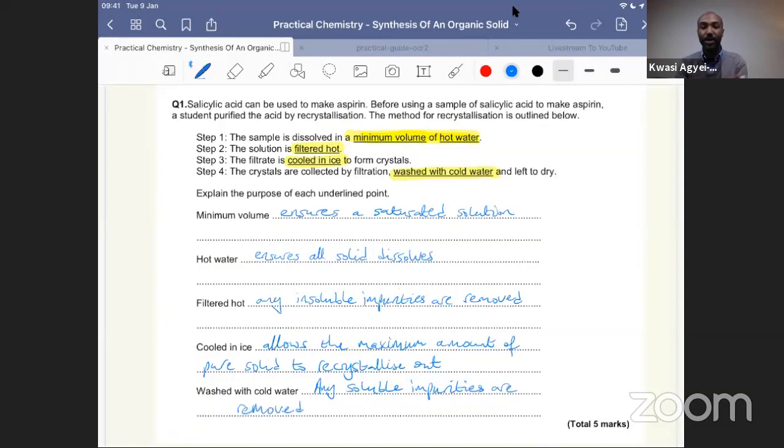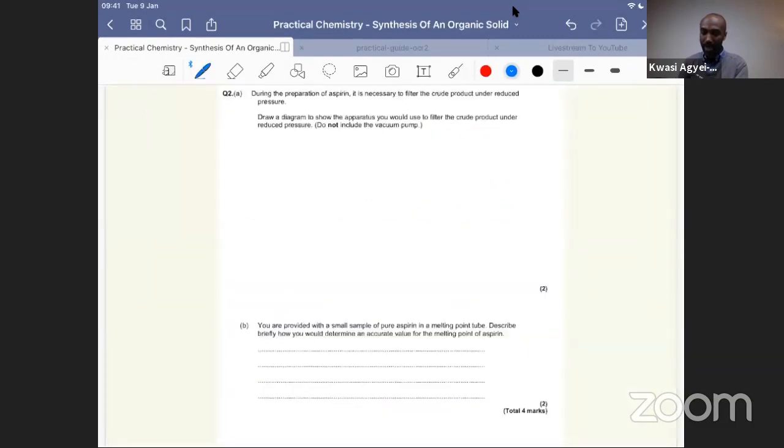Okay, so these are all key points to note when it comes to recrystallization. I think we have time for at least one more question. Let's have a quick look. So this looks at the preparation of aspirin and the filtration of the crude product under reduced pressure. You'll also draw a diagram to show the apparatus you would use to filter the crude product.